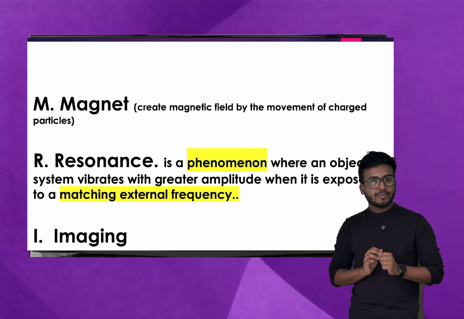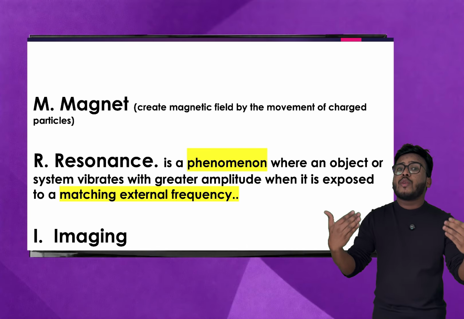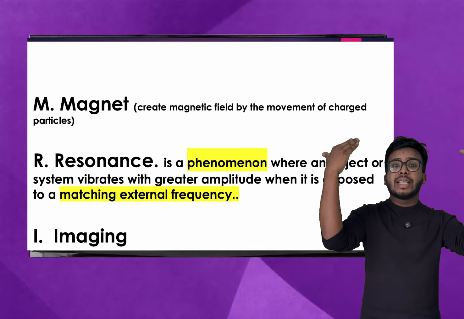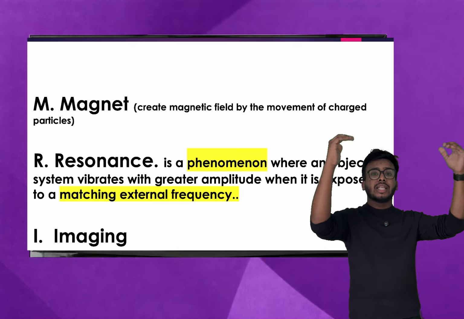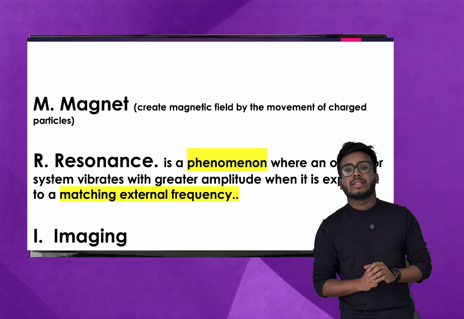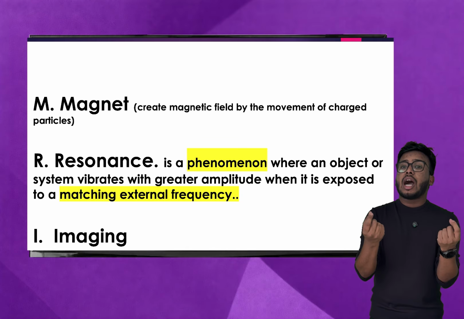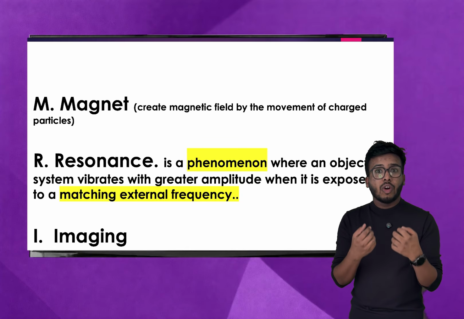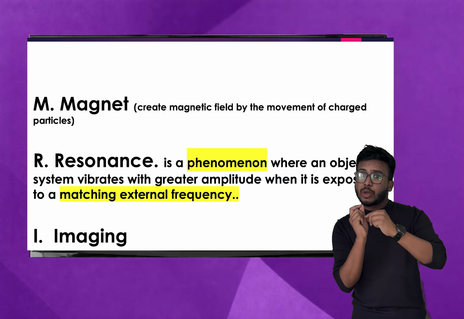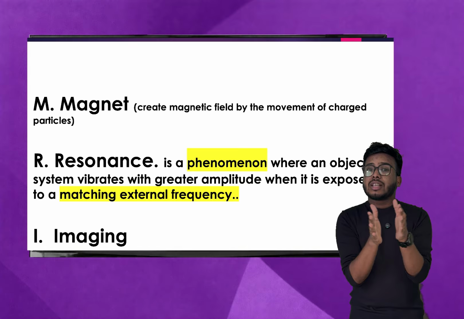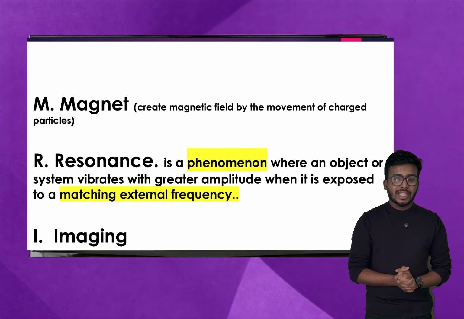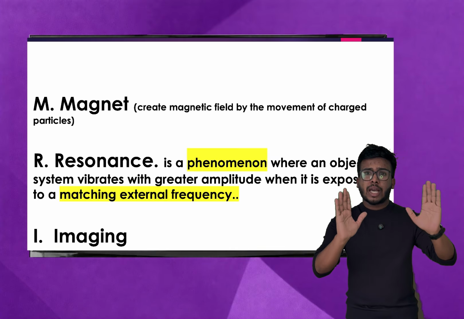Then what is the result of resonance? The result of resonance is vibration with greater amplitude. Our radio systems work on the principle of resonance. The central lock of cars also works on the principle of resonance. The lock has a frequency. If you send the same frequency from the key, it resonates and vibrates with a greater amplitude, and it locks and unlocks. Clear?